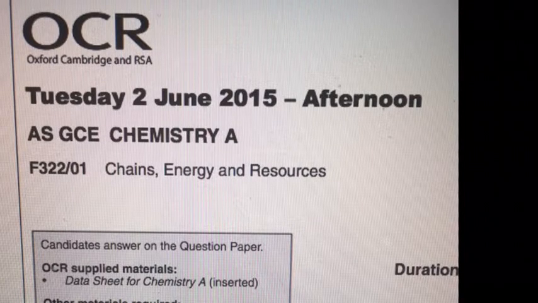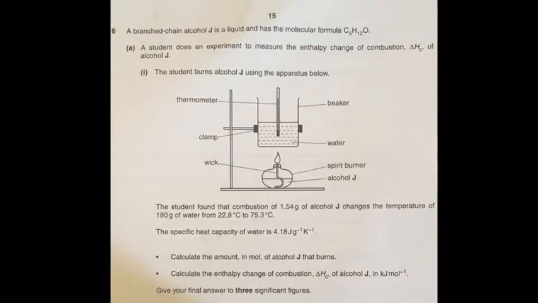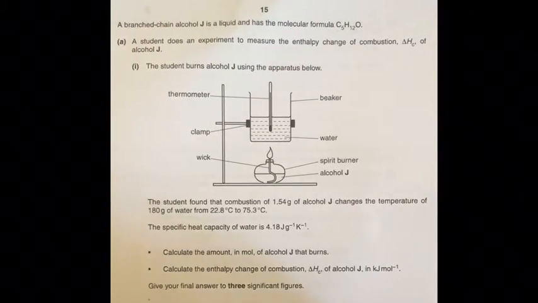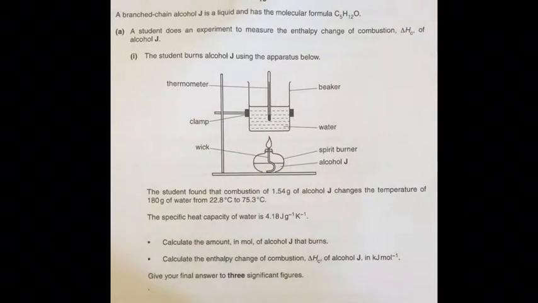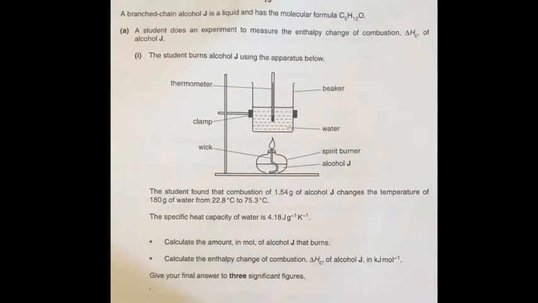We're now going to attempt the OCR Chemistry A AS paper, Chains, Energy and Resources, question 6. Before you attempt any question, it's always important to go through and highlight the key information to make sure you don't miss any of it. So that's what I'm going to do for you here.